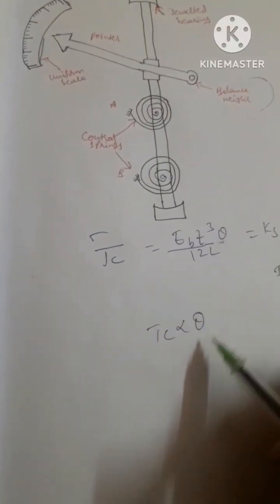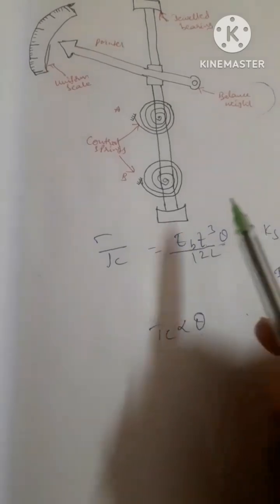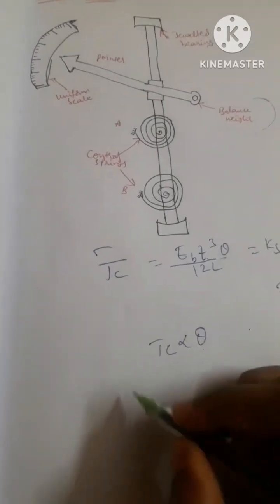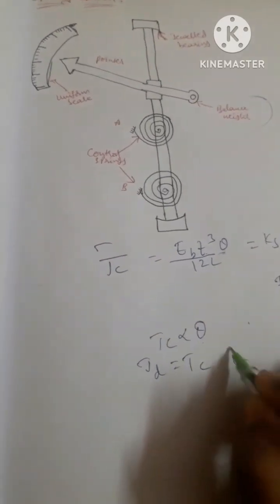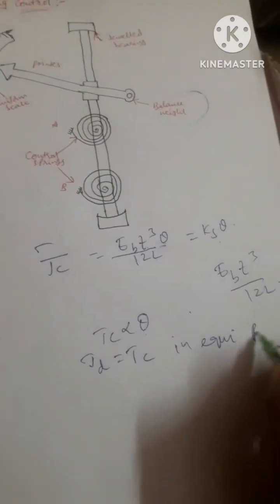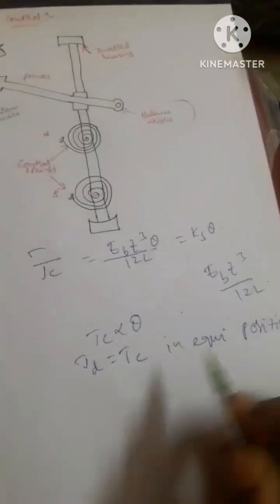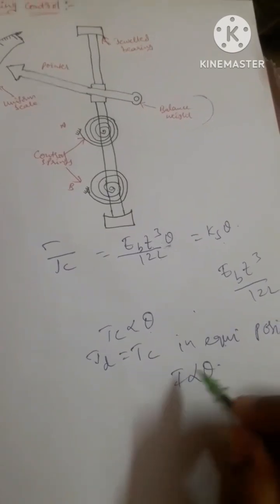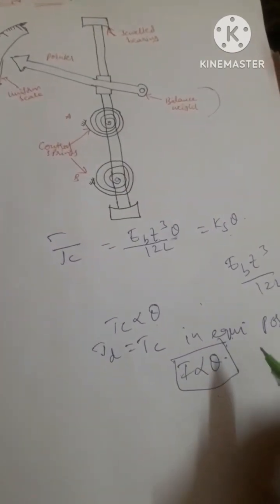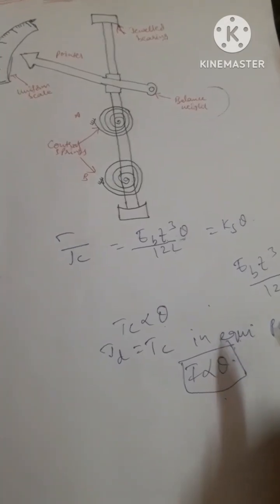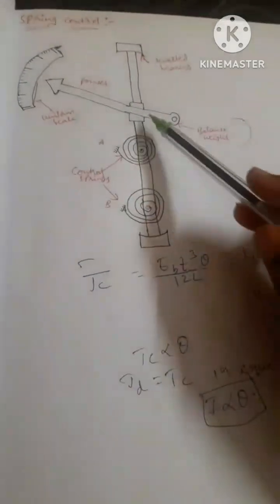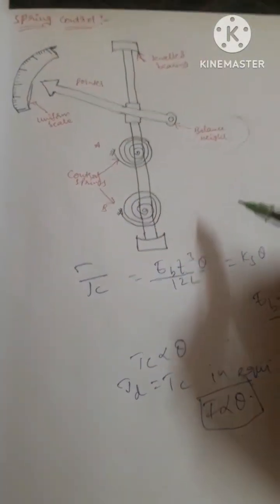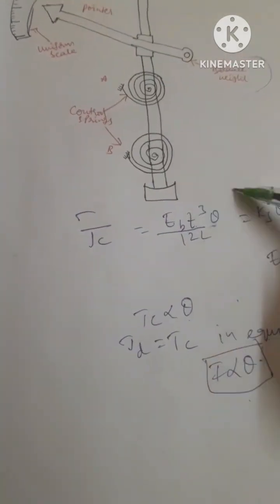At the equilibrium state, deflecting torque is equal to controlling torque, the same as in gravity control. At equilibrium position, Td is equal to Tc. So at the equilibrium position the current is directly proportional to theta. The spring control is uniform, whereas the gravity control is not uniform. So the deflection is directly proportional to the current.